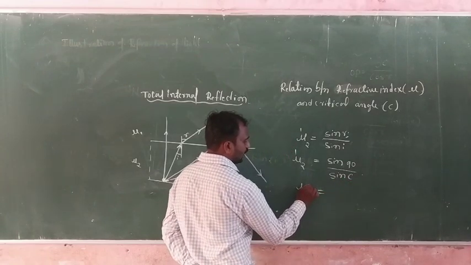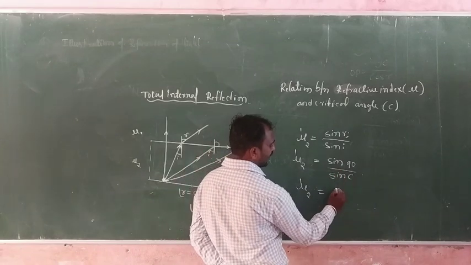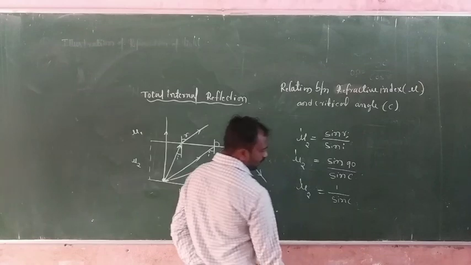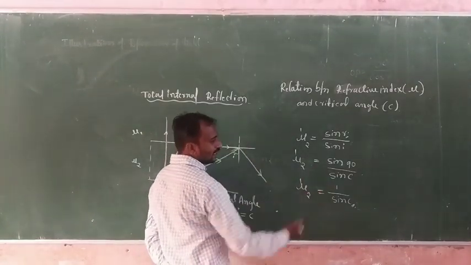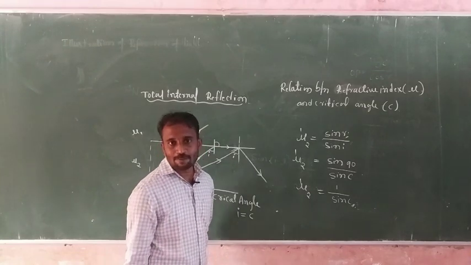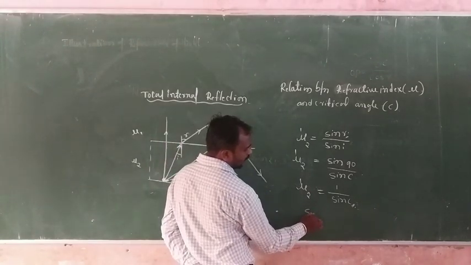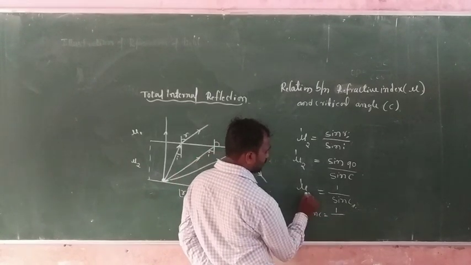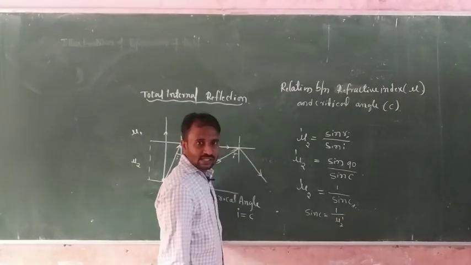The refractive index of the second medium with respect to the first medium is equal to sin 90, which is 1, divided by sin C. This is a relation between the refractive index and the critical angle, but we want to calculate the critical angle. So sin C is equal to 1 divided by the refractive index of the second medium with respect to the first medium.